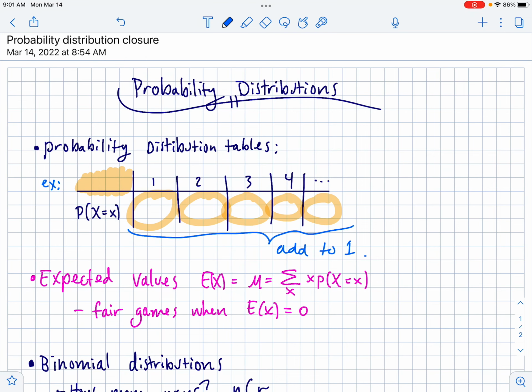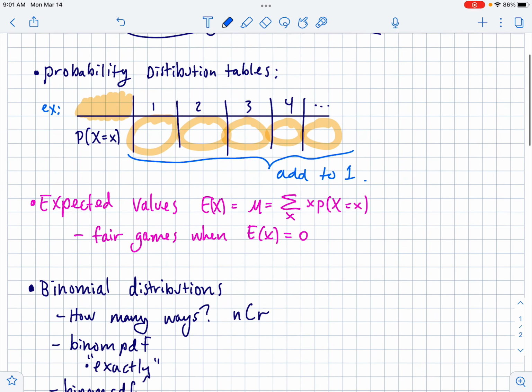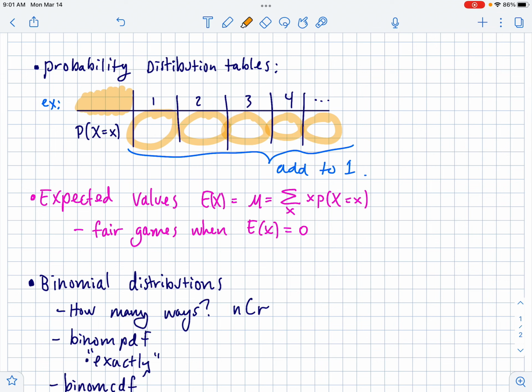Know how to find expected values. Expected values are a lot like an average from a frequency table, where you're taking the sum of all the x's times their respective probabilities and then adding them together.